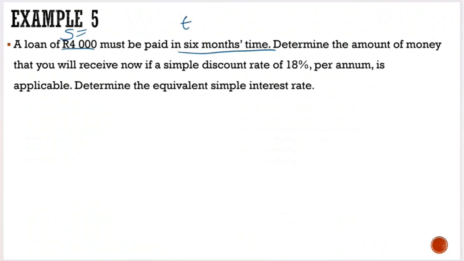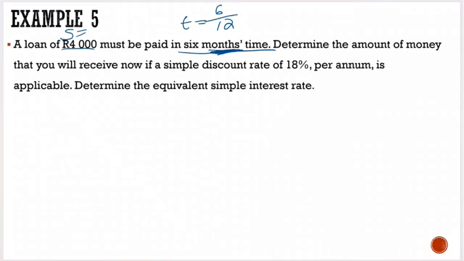Again, your time is less than a year. So you're going to take your 6 and divide it by 12. If ever it was days, you're going to divide by 365. We'll see when we are doing compound interest, whereby we are getting the compounding time, then we'll divide by that. I'll take you through it when you get to compound interest.